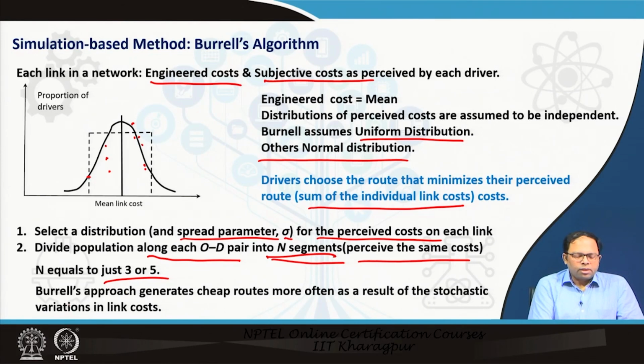Dial's approach generates cheap routes more often as a result of stochastic variation in the link cost, because we are following a distribution. In most cases, since we are using random numbers, the random number will appear more towards the mean, and automatically we will get cheaper routes in most cases. But sometimes we will also get costlier routes, though the chances of that are less.